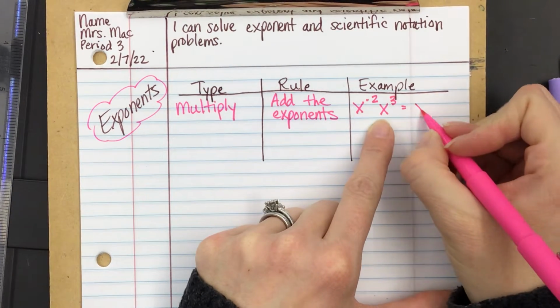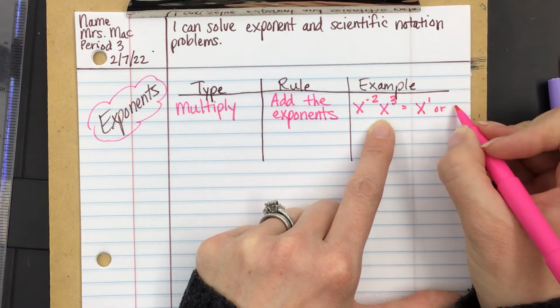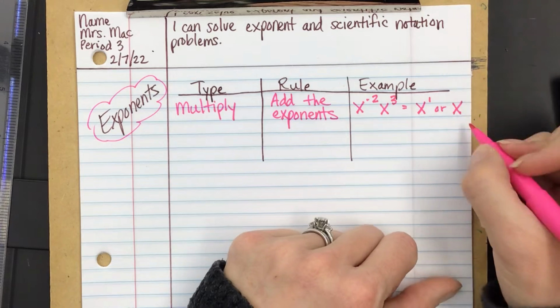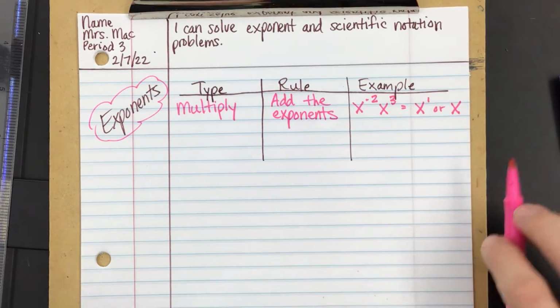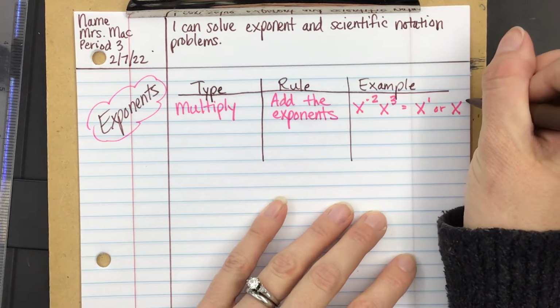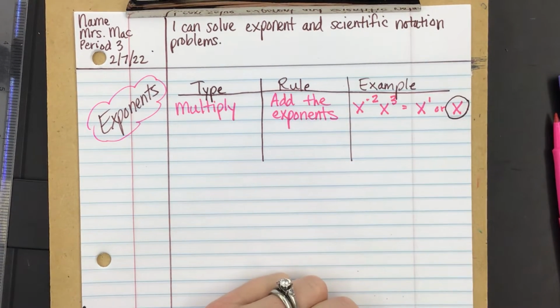So this will be x to the first power, or just x. In the answer checker, I will not have the 1 there. You're going to want to make sure that you don't put that 1 either. Just assume that if it's to the first power, it's just one variable.